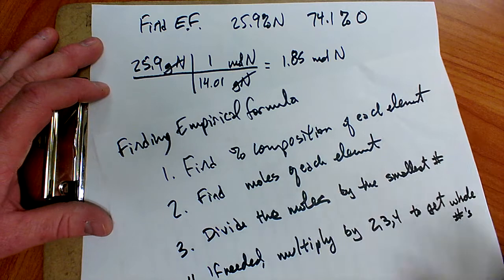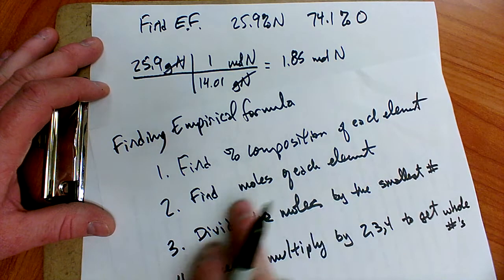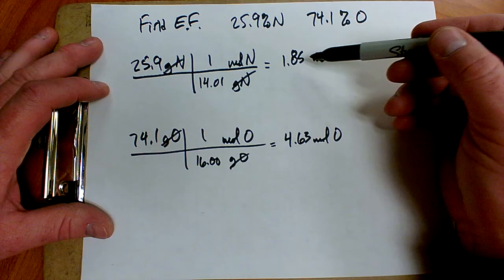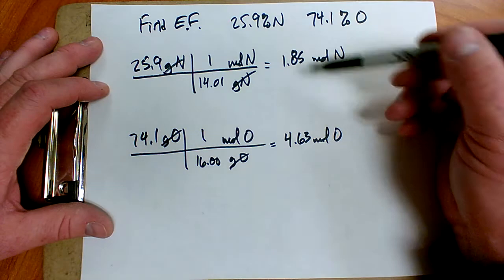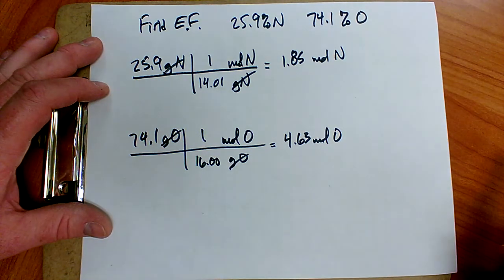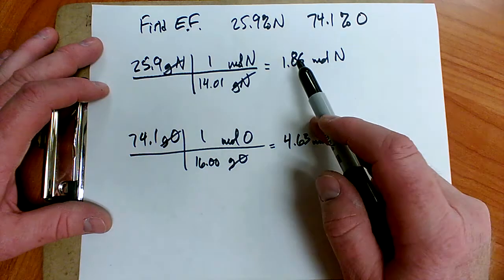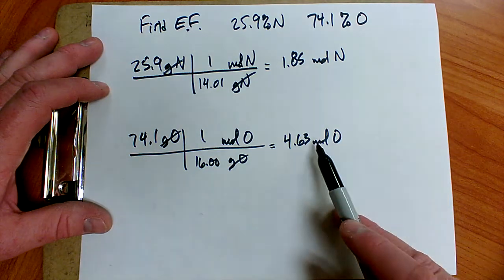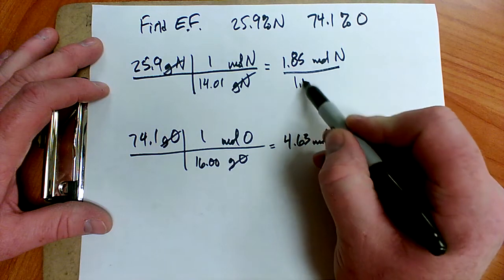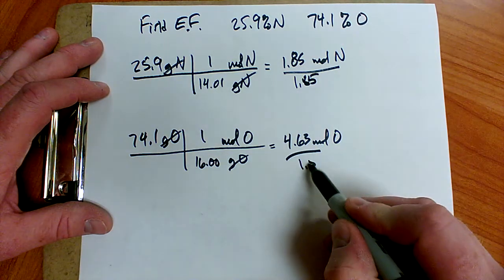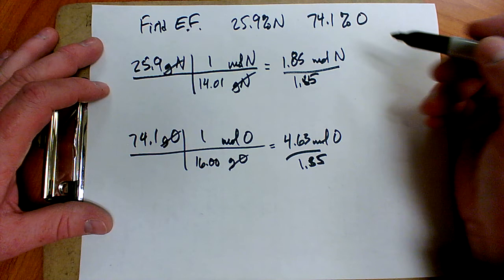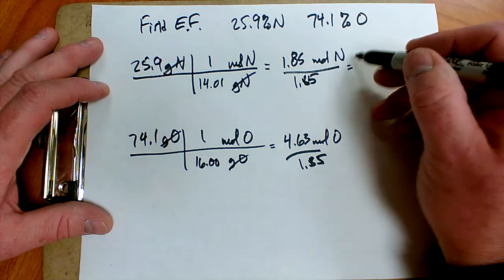So I have done step number 1 where I have the percent composition. I have found the moles of each element. Now I need to divide the moles by the smallest number. So I have 1.85 and 4.63. I want to figure out which one is the smallest. Well, 1.85 is clearly, so I'm going to divide both sides by 1.85. 1.85 divided by 1.85, like so. And that, of course, is 1.